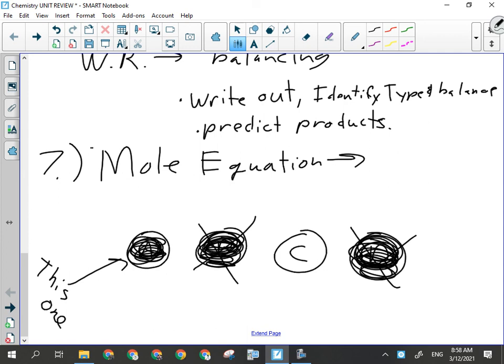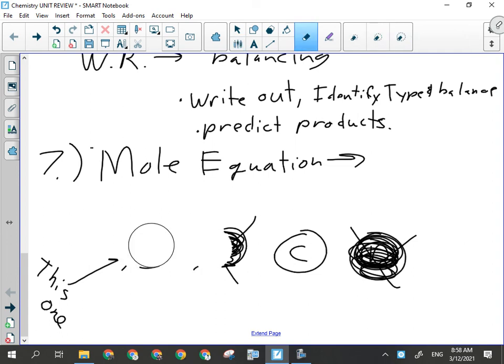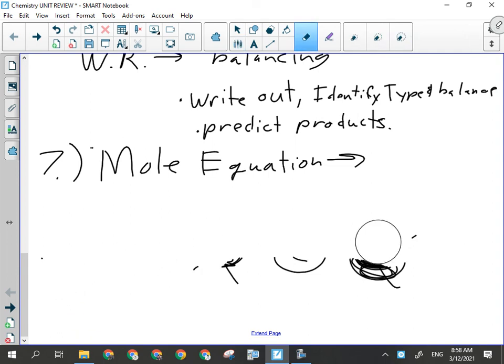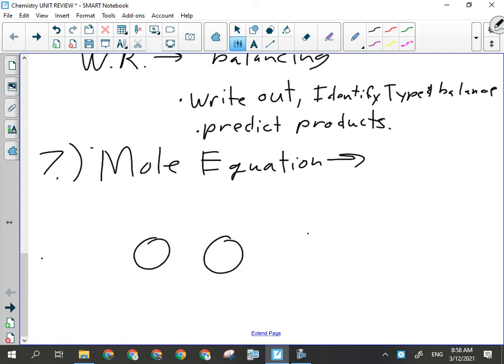So, if you have to change something, erase it completely. My suggestion is always to just put a little tiny X the first time through. And then if you decide you want to change it, you only have to erase that little tiny X.